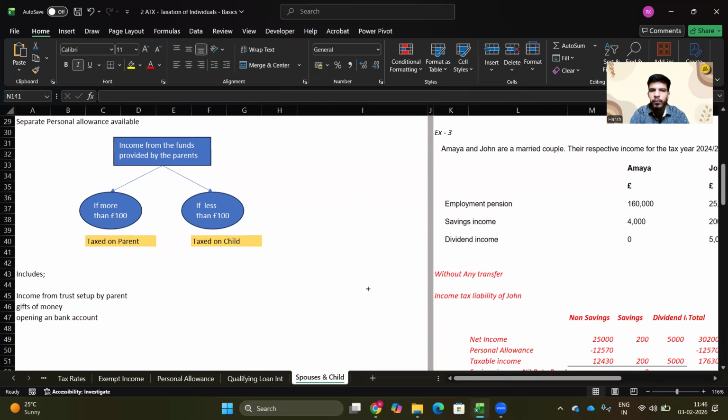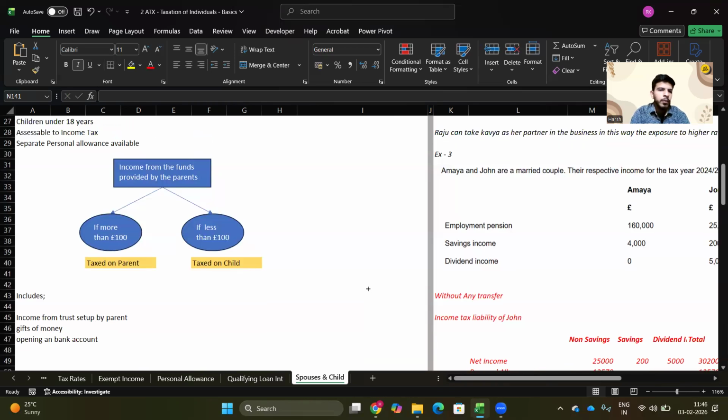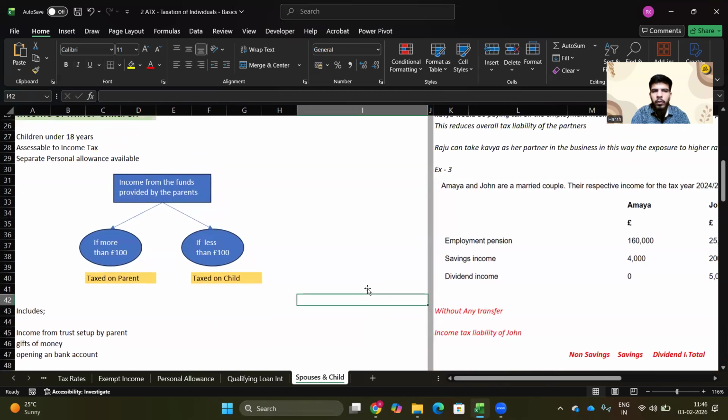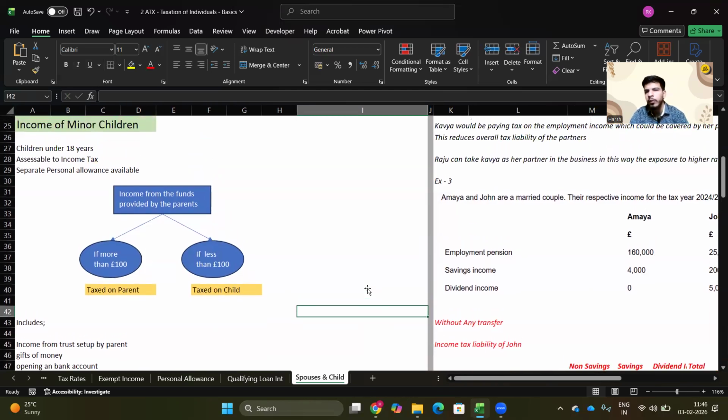So parents set up a trust for their children, gifts of money or any bank account that has been opened by parents. If any income is earned from these sources and it is more than 100 pound, it would be taxed on the parent. If it is less than 100 pound, it would be taxed on the child. So this was in short about income of minor children.